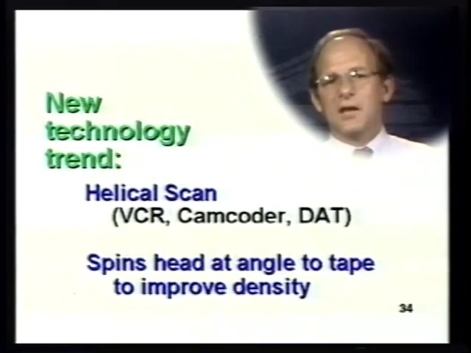But there's this new technology, which I showed you earlier, called helical scan. What helical scan does is different than the longitudinal tapes. With longitudinal tapes, the information is across the tape as it moves. With helical scan, as the tape moves, the head is at an angle to the tape, and it's spinning very, very rapidly. So as the tape moves by, it can record lots of information.